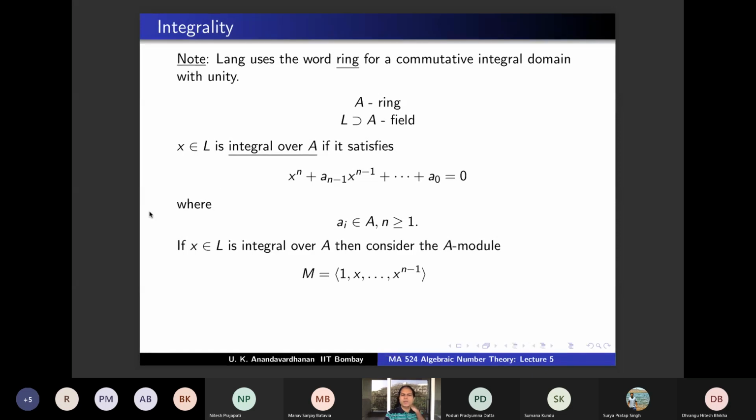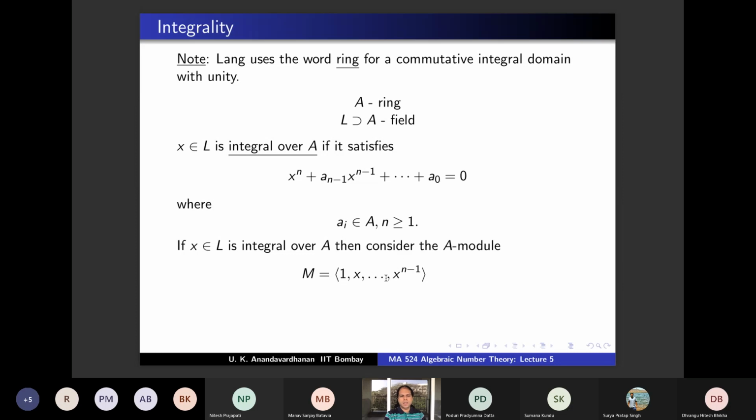Suppose x is integral over A and it satisfies this particular polynomial. Therefore, the leading degree is n, and I'm going to take the A-module generated by 1, x up to x power n minus 1. Okay, so this is contained in L, right? 1, x, etc. are contained in L. So what is the module generated by this?